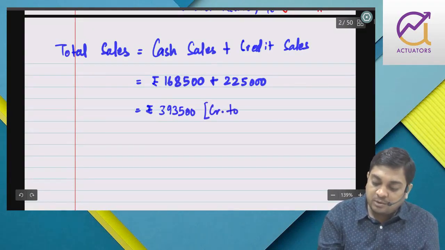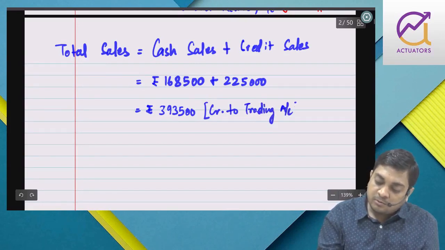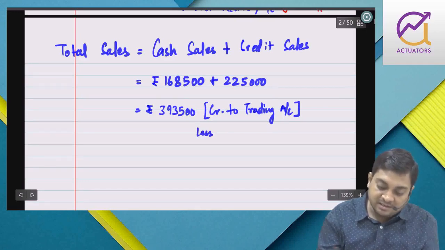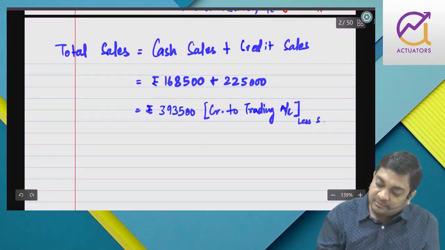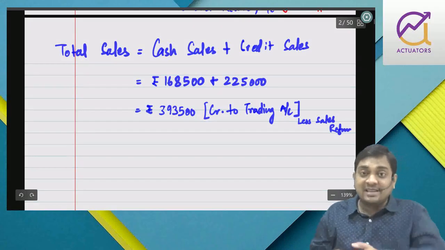So this is credited to trading account, and don't forget to deduct sales return, because they have asked us total sales, but in trading account net sales is credited.